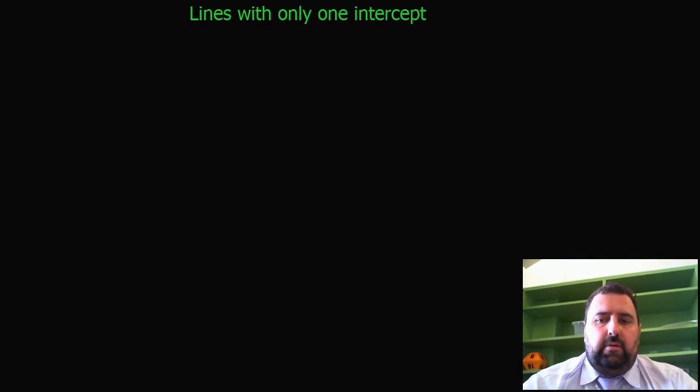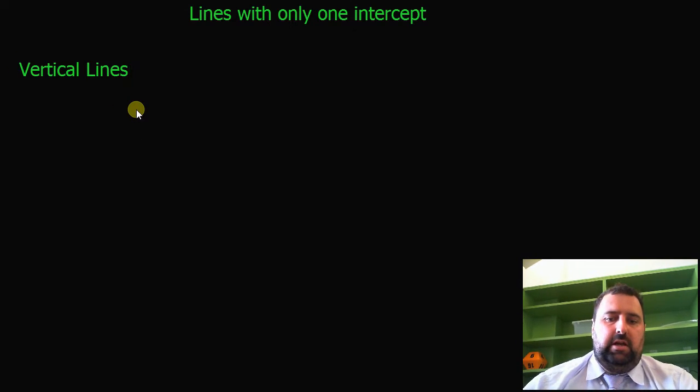Okay guys, so today we're talking about lines that only have one intercept. In other words, they only intercept the y-axis or the x-axis, or they intercept the y and x-axis at the same time. So the first type of these are vertical lines, okay?